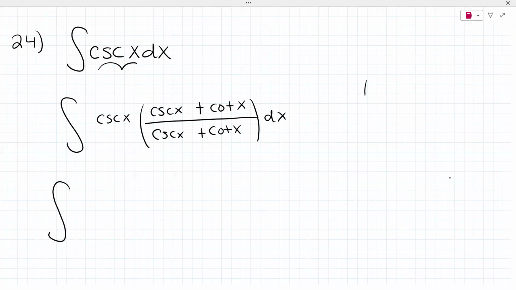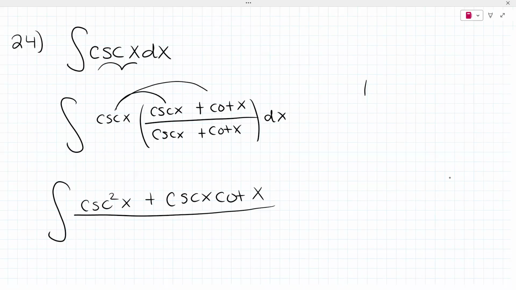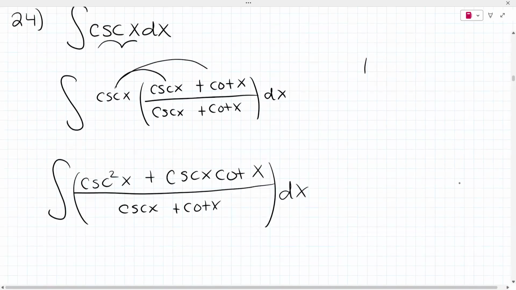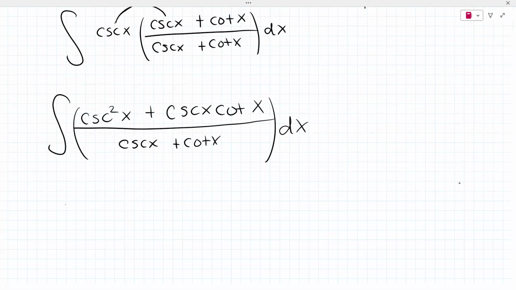So if you FOIL this out, this is going to be cosecant x times cosecant x is cosecant square of x. Cosecant x times cotan x is cosecant x cotan of x. And then this is going to be cosecant x plus cotan of x dx. So now we're going to use u substitution. So u is cosecant x plus cotan of x.